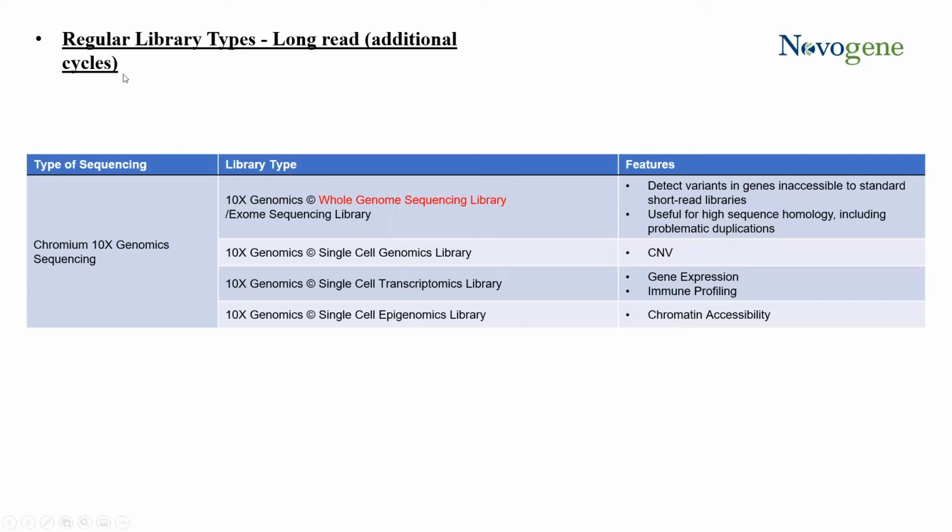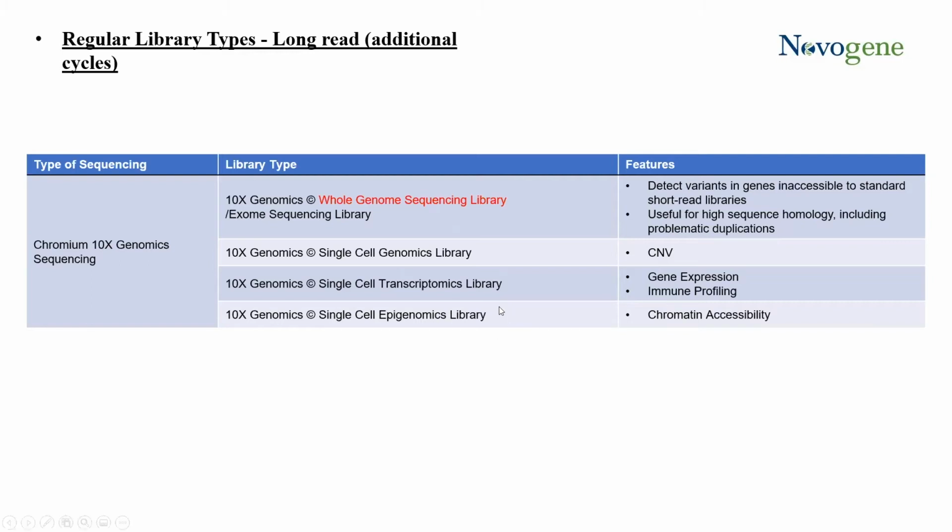So up here, we can see that these are quote unquote regular library types, but they have a bit longer reads. And so what does that mean? It means that the cycle number is to be increased. So as mentioned earlier, the theoretical possible number of cycles that the workflow that is currently being used is 338.